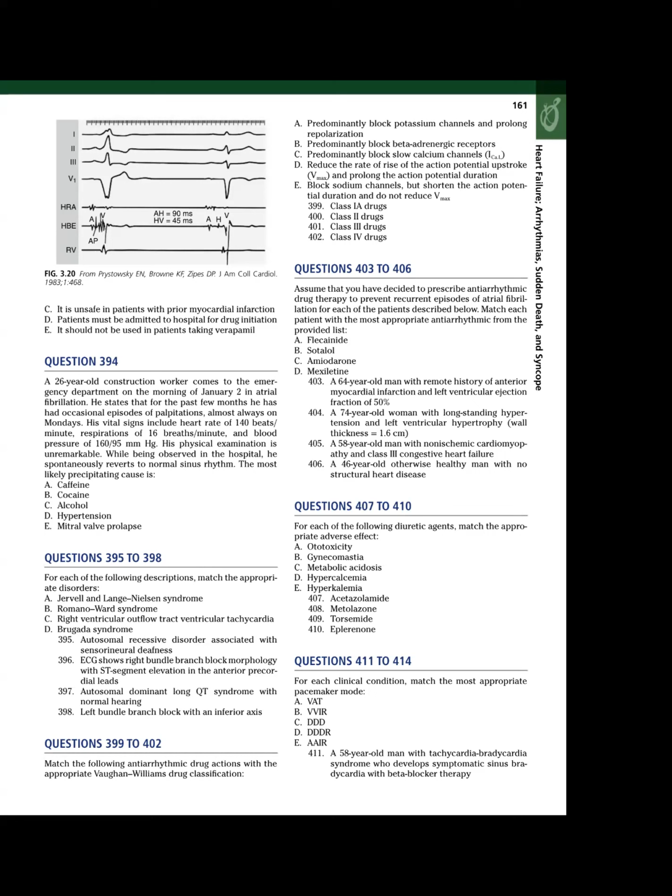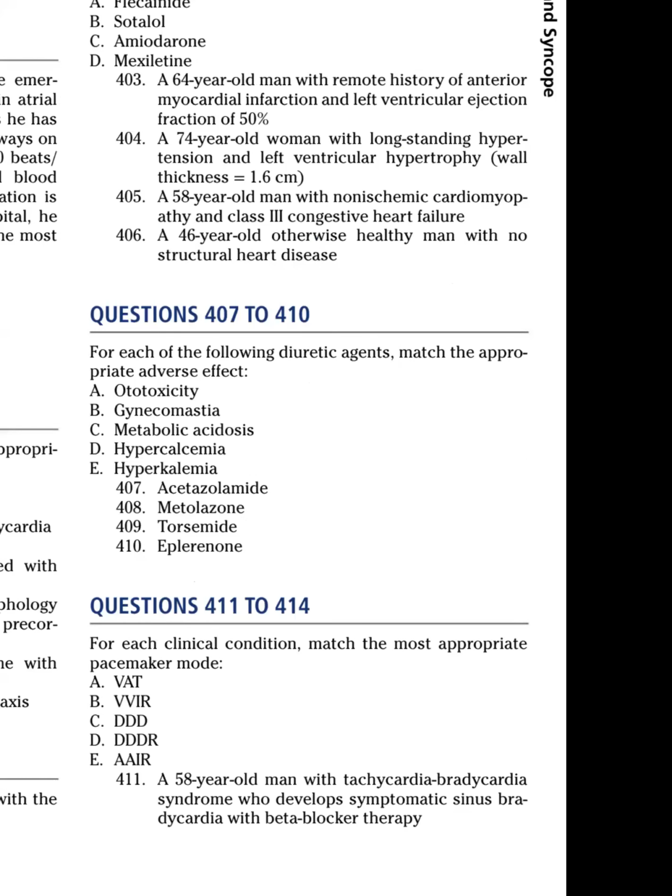Question reads, for each clinical condition, match the most appropriate pacemaker mode. So we are to match the appropriate pacemaker mode for each of them. A, VAT, B, VVIR, C, DDD, D, DDR, and E, AAIR. And then there are questions under that, but as a way of opening the discussion, just to mention that there are many ways to give nomenclature to pacemakers, their coding.